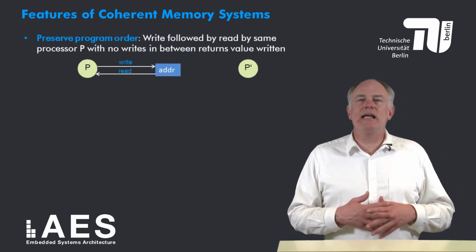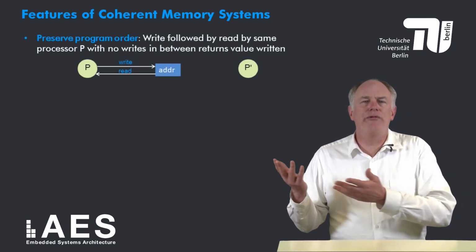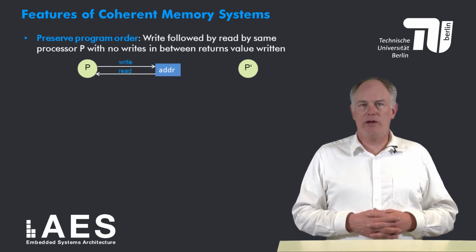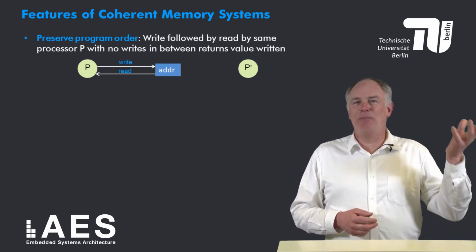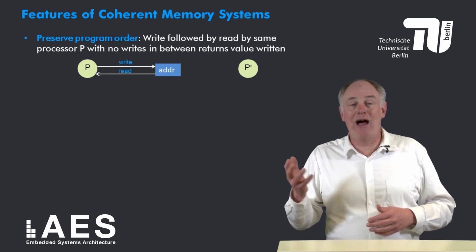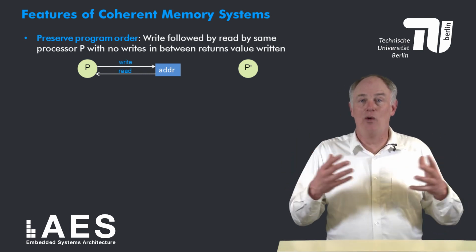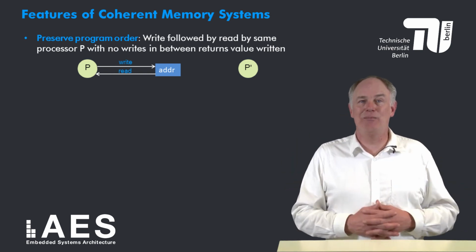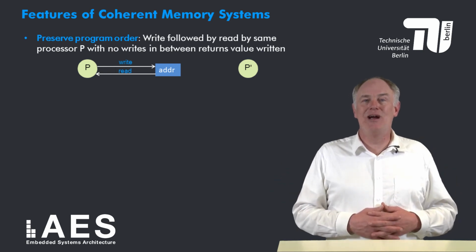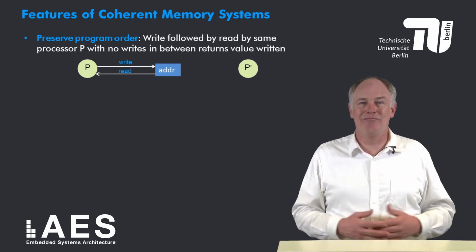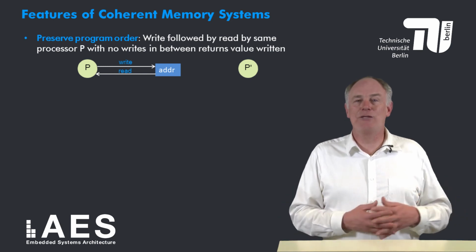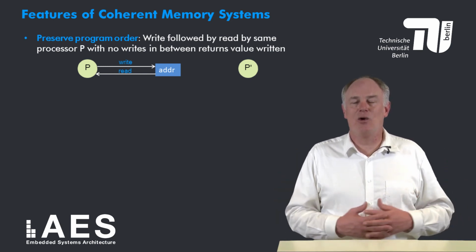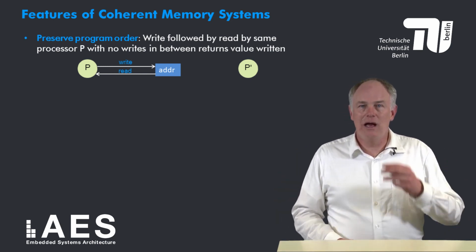The first is that the program order or thread order must be preserved. This means that a read by a processor that follows a write by the same processor with no writes in between by another processor returns the value written. Obviously, we expect this to be true since it's also true in uniprocessors.